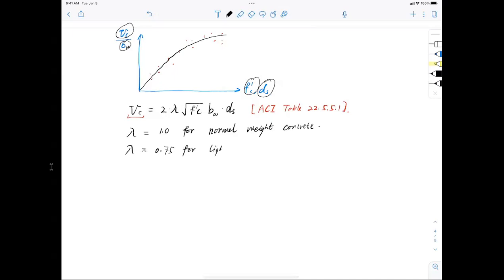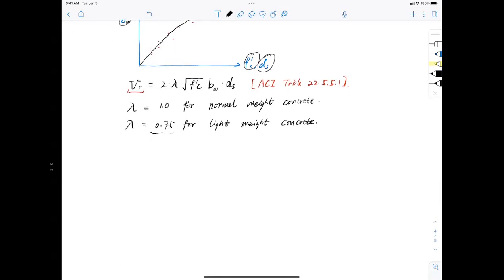Okay, so in case of porous aggregates, you have lightweight concrete. And for lightweight concrete, lambda equals 0.75. A deduction, right? It has to be a lower strength. Now that's for lambda. How about BW?